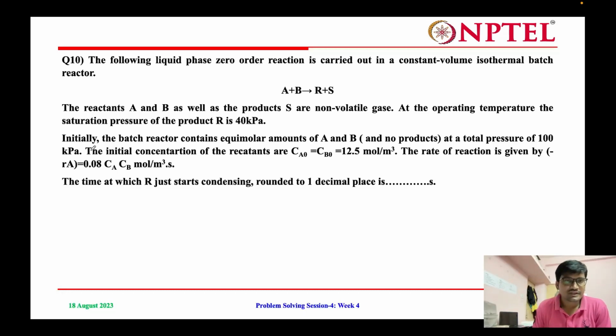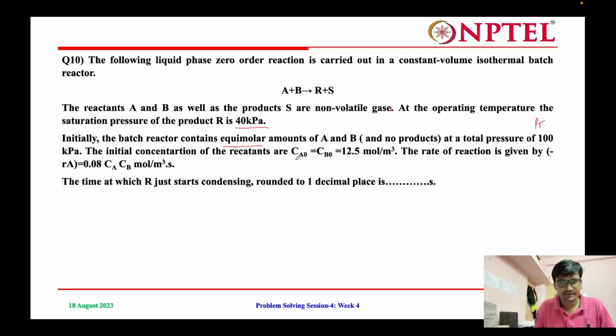So question 10 is the following. A liquid phase zero order reaction is carried out in a constant volume isothermal batch reactor. A plus B gives R plus S. The reactants A and B as well as the product S are non-volatile. At the operating temperature, the saturation pressure of product R is given. Initially, the batch reactor contains an equimolar amount of A and B and no products, at a total pressure P of 100 kilopascal.